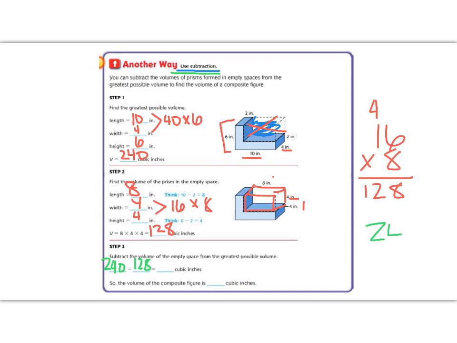So 240 minus 128. 0 minus 8 we can't do. 10 minus 8 is 2. 3 minus 2 is 1. And 2 minus 1 is 1. So we get 112, which if you notice is the exact same number and the exact same shape we got in the first way where we used addition. I will tell you I personally like the addition way better, but you pick which way works best for you.